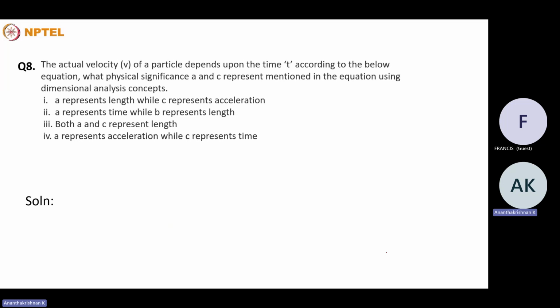A represents time, while B represents length. Both A and C represent length. A represents acceleration, while C represents time. So the answer to this problem is both A and C represent length. In this particular problem, I forgot to add the equation. Pardon me for this.